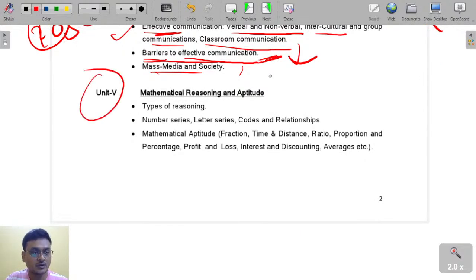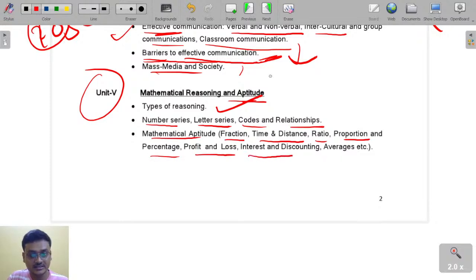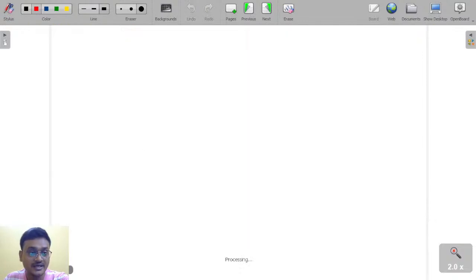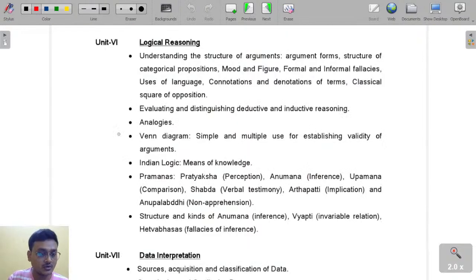And here you need to find mathematical reasoning and aptitude, types of reasoning. There will be number series, letter series, codes, relationships. In mathematical aptitude there will be fractions, time and distance, ratio, proportion and percentage, profit and loss, interest and discounting, and average. And there is another part called DI. There will be a total of 5 questions, and DI is most important here. DI is in Unit 7.